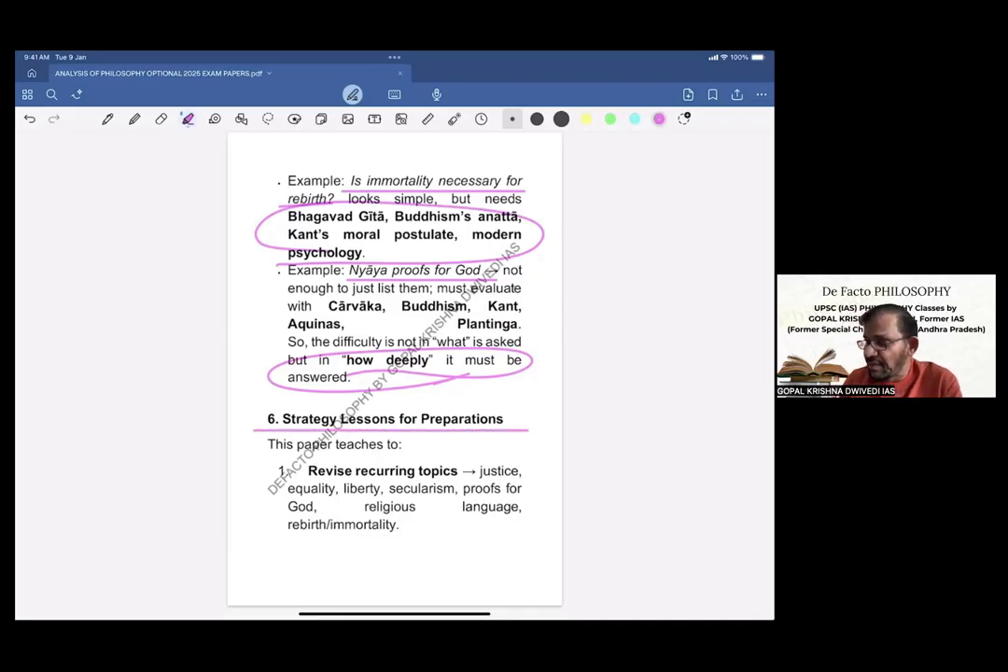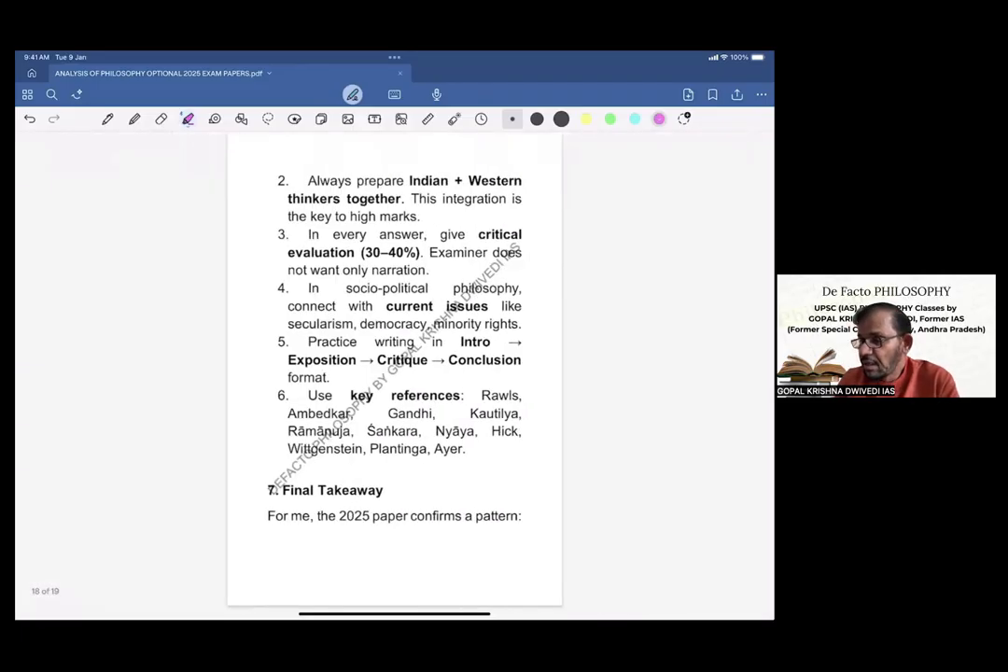Strategy lessons. What can be the strategy lessons as far as Paper 2 is concerned? This paper teaches us to revise recurring topics because they are asked again and again. For example, justice, equality, liberty, secularism, proofs for God, religious language, rebirth, and immortality. These are recurring topics, so revise them extensively. You are definitely going to get questions from these. Always prepare Indian and Western thinkers together because you have to write in an integrated, comparative manner. This integration is the key to high marks.